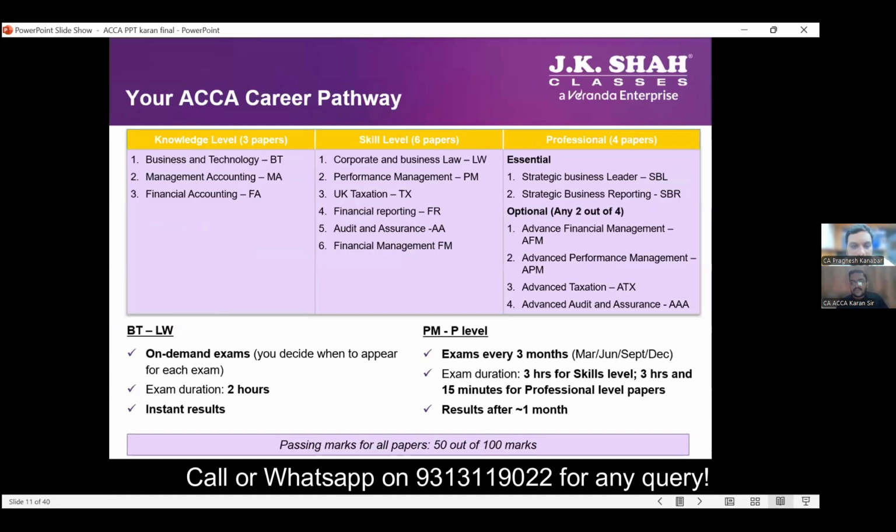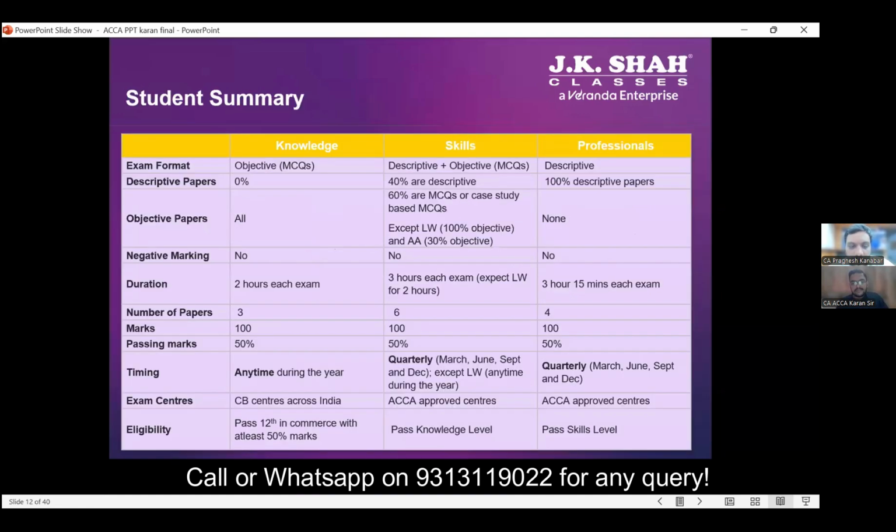Can we go to the next slide? I have one more query over there. You said there are ACCA approved centers, so we have to go to an ACCA approved center and give the exam over there. Correct.